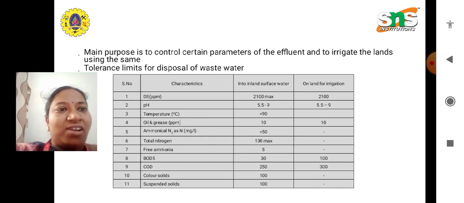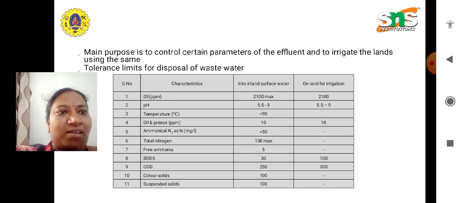The tolerance limits for disposal of wastewater: the dissolved solids are 2100 maximum for inland surface water, and on land for irrigation it is 2100. pH is 5.5 to 9, and here also it is 5.5 to 9. Temperature is less than 90 degrees. Oil and grease is 10.